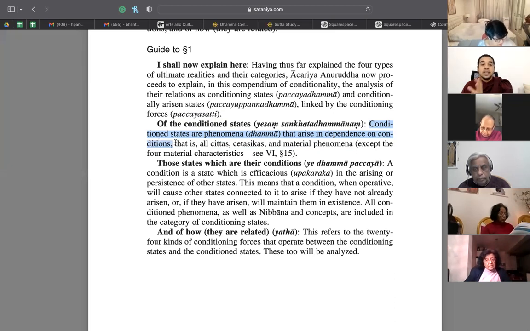Yes. That is, all chittas, all chetasikas, and material phenomena, except the four great essentials, which are pathavi, apo, tejo, vayo. Right? Except pathavi, apo, tejo, vayo. Do we know why? Can anyone imagine or guess or know why this is?